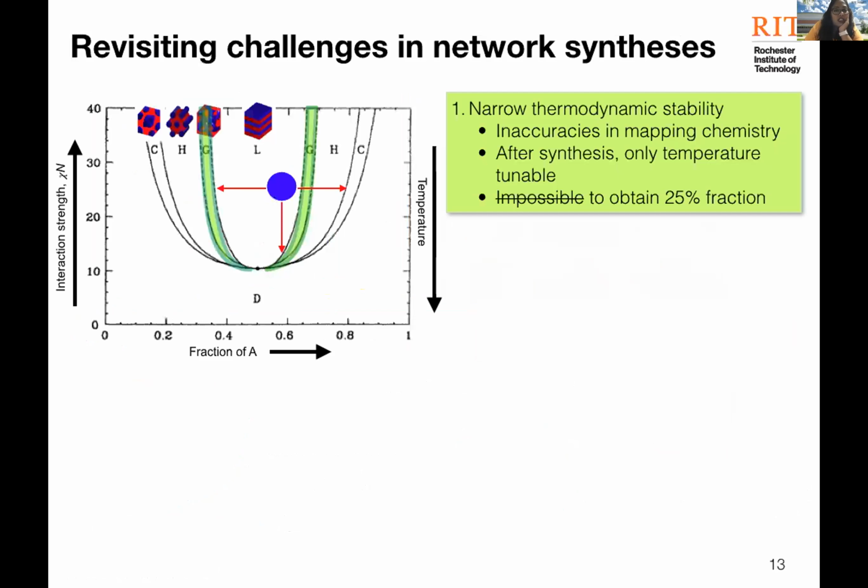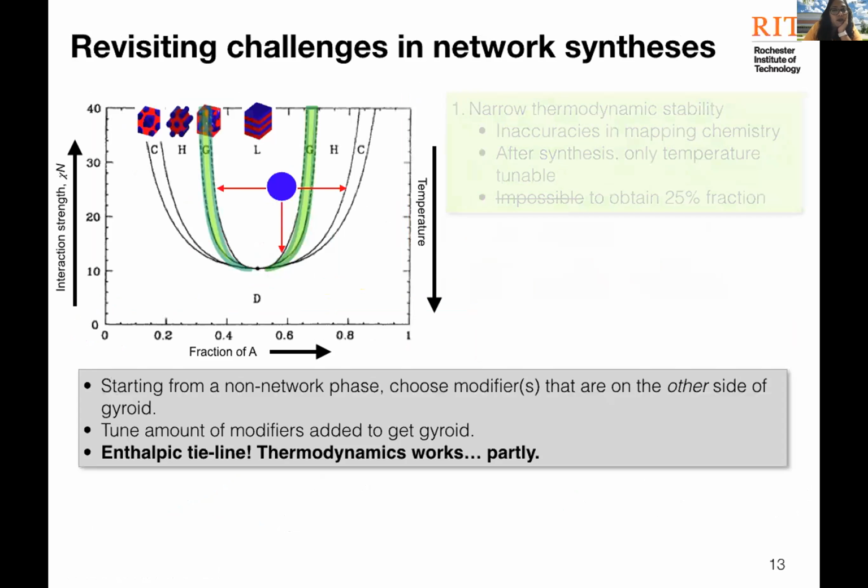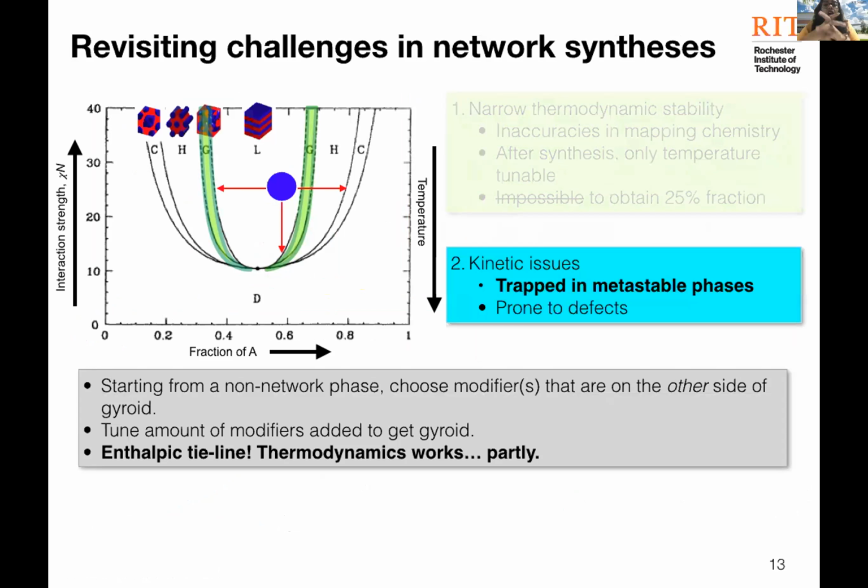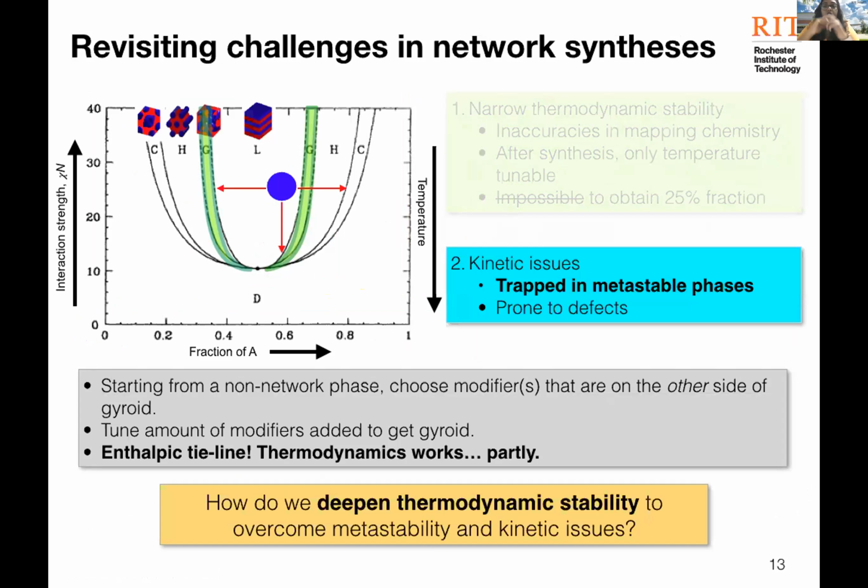Okay, so again, to summarize, we can get a gyroid at approximately 25% volume fraction, although it may be a little bit metastable. And we got this by using this tie line approach. We start with a cylinder block copolymer, we added a lamellar block copolymer, and at some intermediate composition, you should form the gyroid phase. And again, this enthalpic tie line approach works partly, but really you need entropy to actually mitigate metastability.